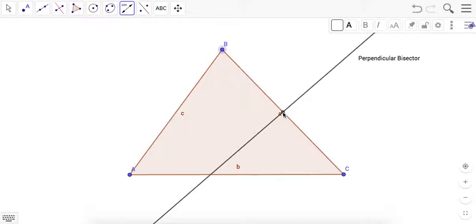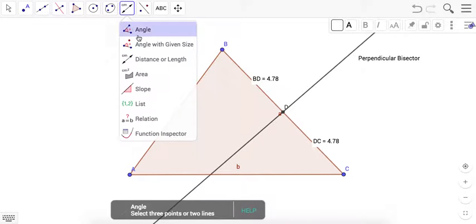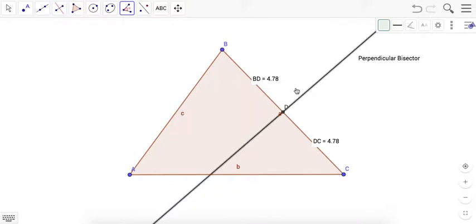So this distance here is 4.78. This distance here is 4.78. So it's the bisector. And it also intersects at 90 degrees, so we could check this angle here and double check that it's 90. Oh, went the wrong way. How many people do that? Do it all the time. Why isn't it wanting to go the right direction? Okay, and we see there that we're at 90 degrees, so it is in fact the perpendicular bisector.